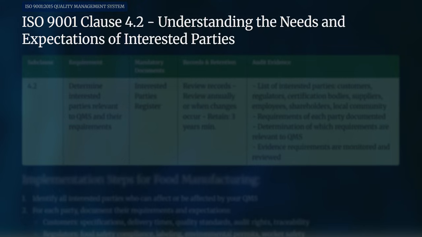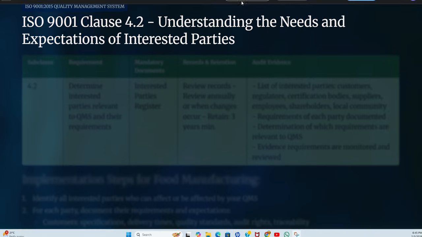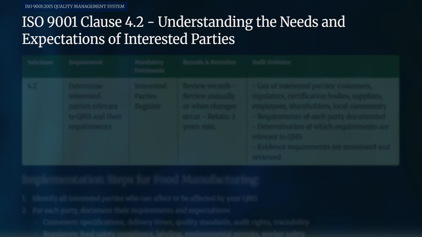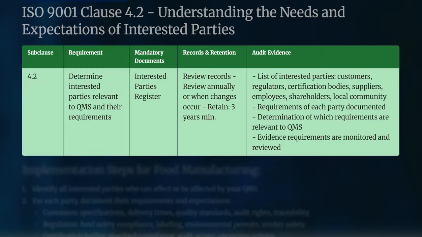Now, as we continue with ISO 9001, let's take a look at Clause 4.2 for understanding the needs and expectations of interested parties. For understanding the needs and expectations of interested parties, we have subclause 4.2. The requirement here is to determine interested parties relevant to QMS and their requirements.